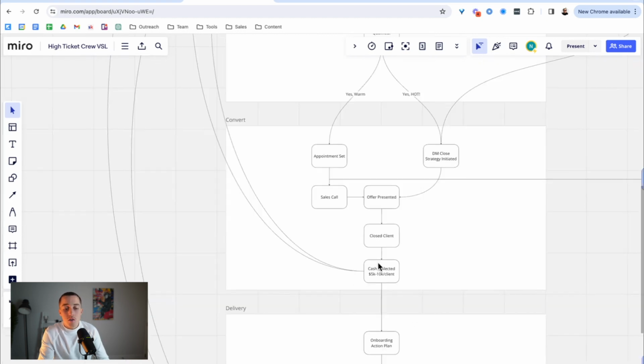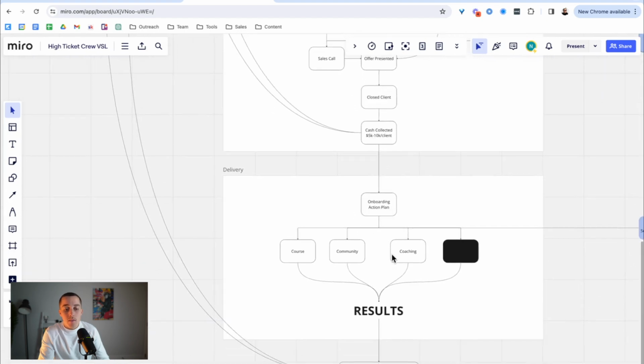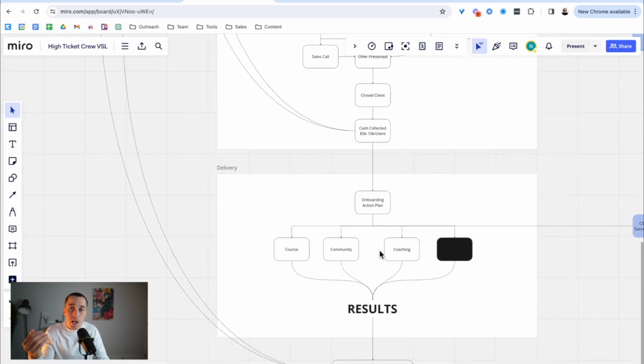Easy as. Once you close the client, you then go over the onboarding action plan, and then you can deliver your program however you wish. Now, how I personally recommend people to deliver their program and how I personally do it is by using what I call the 3 C's. Now, I've got an extra component that I don't reveal to people. Only my clients know about it, hence why it's blacked out.